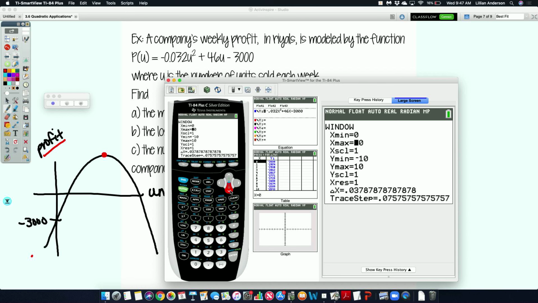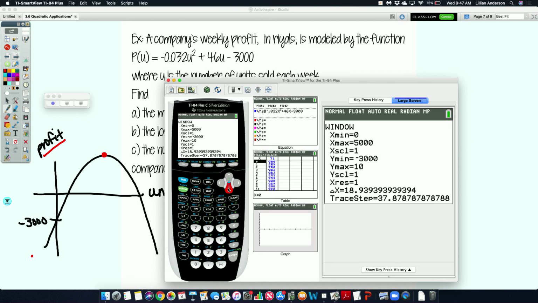However, we could produce a good number of units. So somebody give me a good number. 5,000. It might be a little too large, but we can adjust. Okay, I'm going to leave my X scale to 1. Now my Y minimum. My Y's represent my profit, and I already know that I have a Y-intercept of negative 3,000. So you want to use that? Okay. So at least then we'll see the Y-intercept.